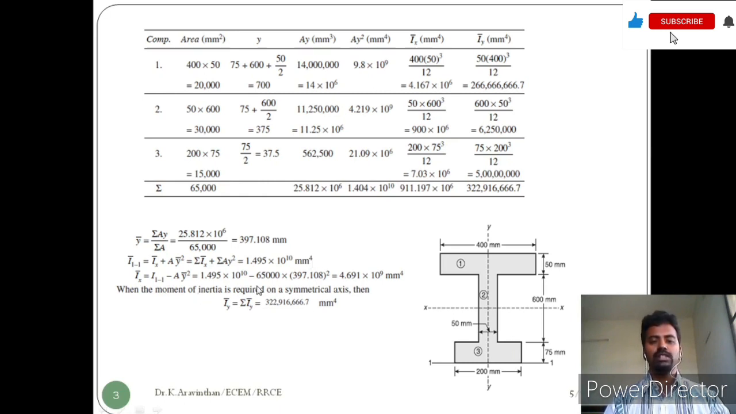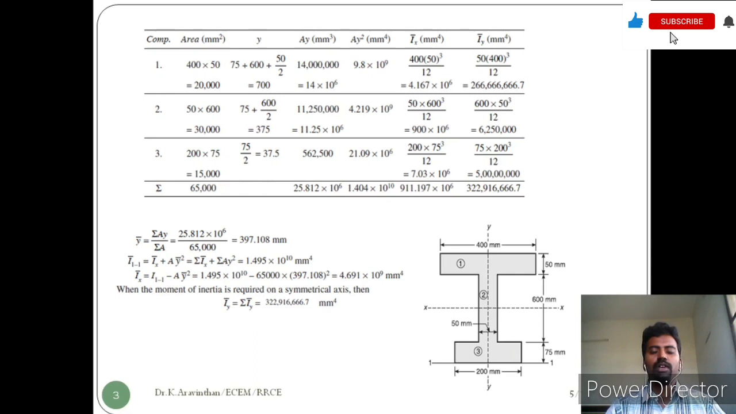Next, when finding the moment of inertia along the symmetrical axis, here the symmetrical axis is the y-axis. So if you want Iy, you can directly add all the components and take it as the moment of inertia of the built-up section. Here there is no need to use Ix equals I11 minus A y bar squared. Why? Because for a symmetrical section you can add all the individual moments of inertia and take the value as 322,916,666.7.